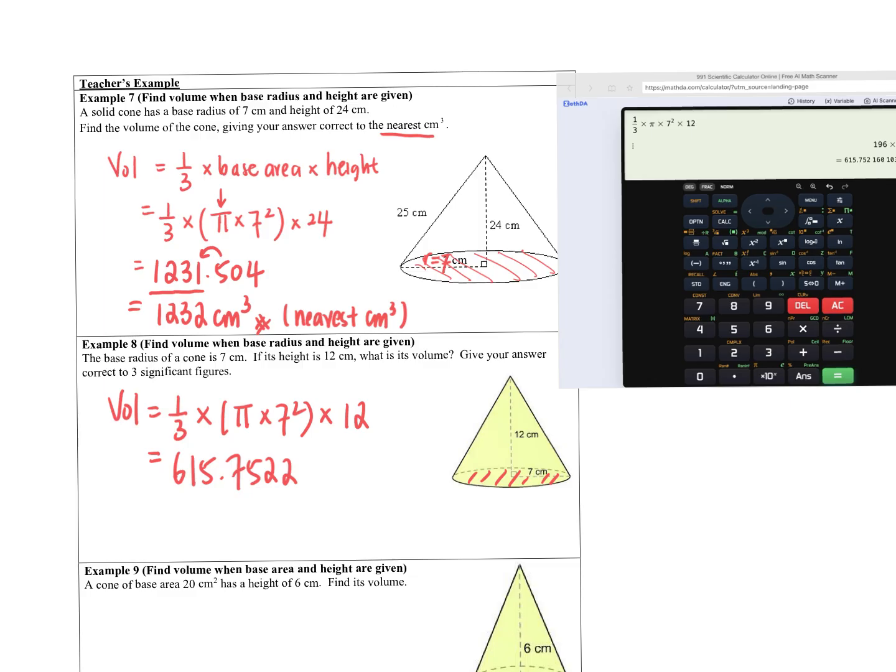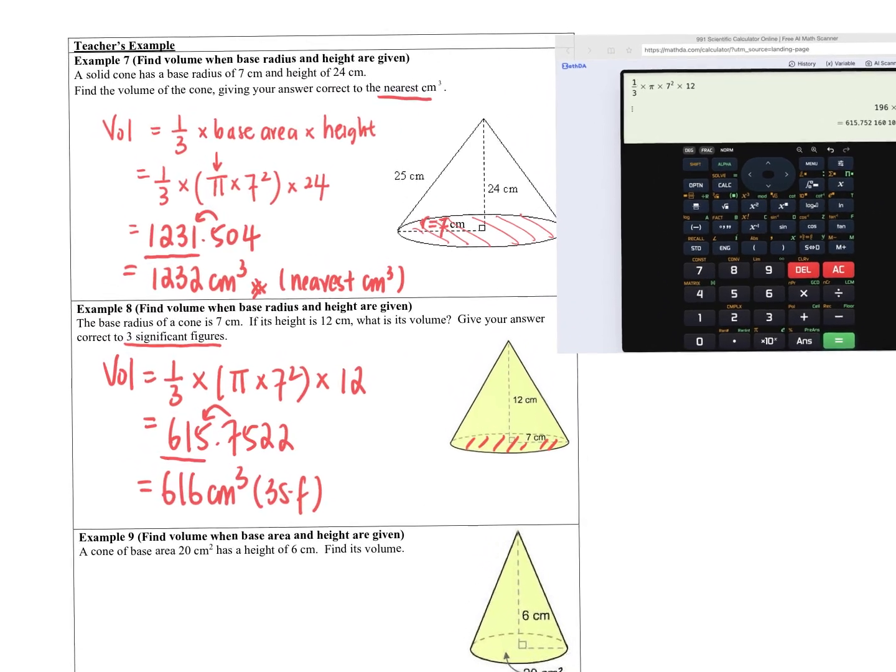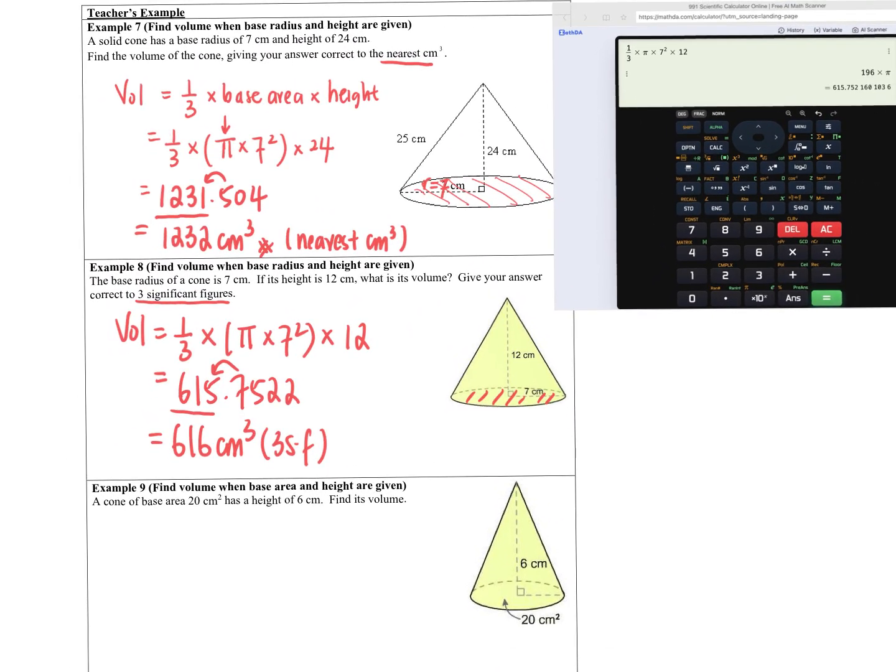Okay, so they want me to round off to 3SF, so I follow the instruction, 3SF. So 616. Okay, so pressing calculator is also a skill. Okay, next one, they straight away give you base area. So volume is 1/3 base area times height 6. That's all.